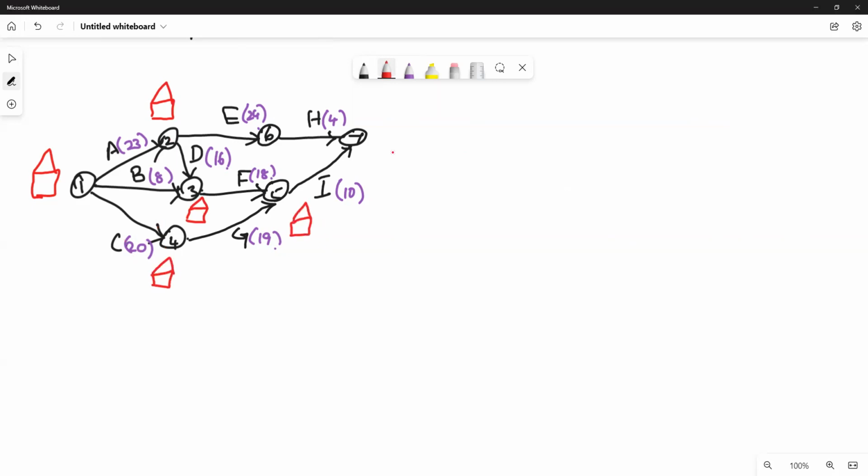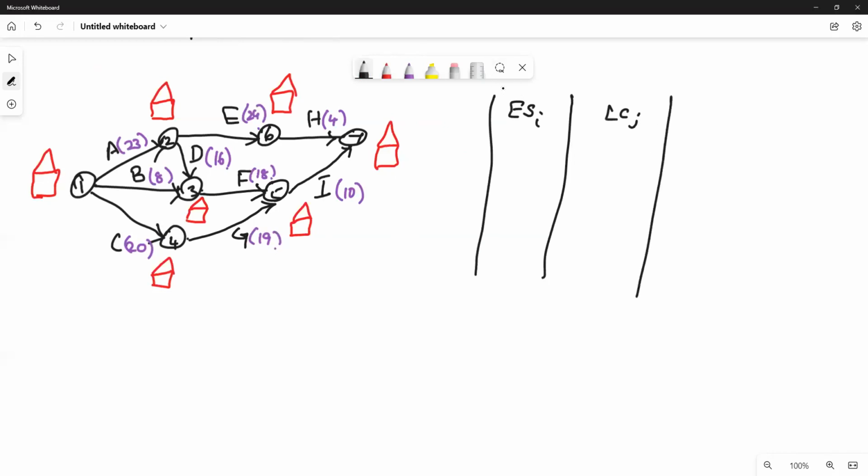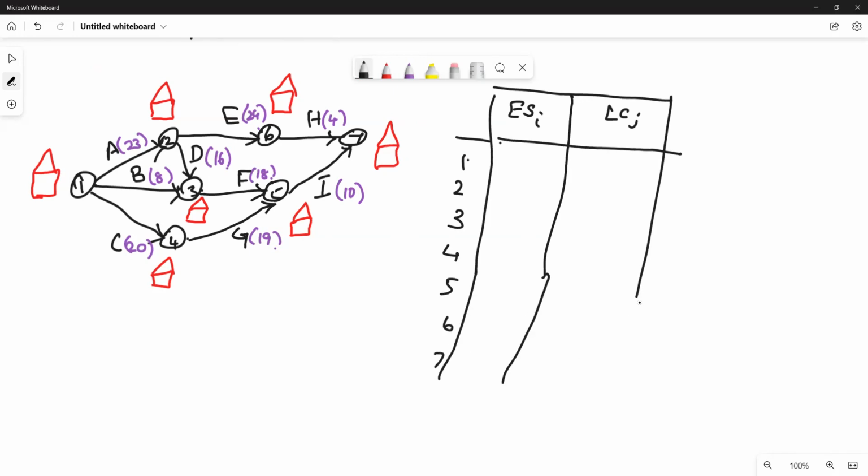Let us find it one by one. The earliest starting time and latest completion time of each activity: at each node, you will be calculating these two, at nodes 1, 2, 3, 4, 5, 6, 7. At node 1, you always start with 0, 0. So both earliest starting and latest completion will be 0.